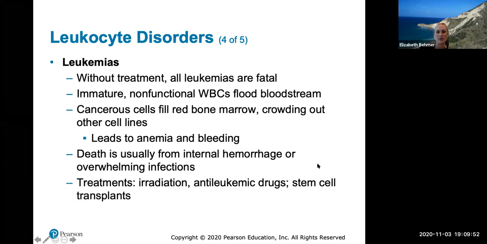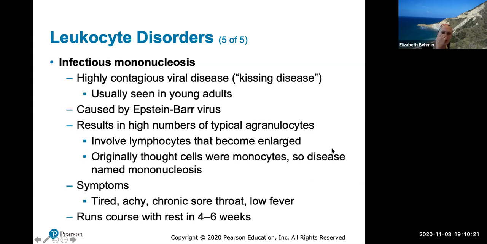and that's more prevalent in older people. Without treatment, all leukemias will be fatal because you'll have all of these immature, abnormal, non-functional white blood cells flooding your bloodstream. Cancerous cells will fill the red bone marrow, crowding out the other cell lines. So this will lead to anemia and bleeding. Death is usually from internal hemorrhage or just an overwhelming infection. Treatments can be irradiation, anti-leukemic drugs, or stem cell transplants.